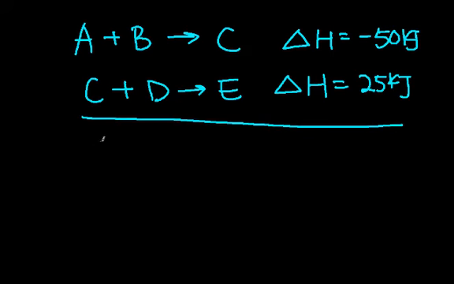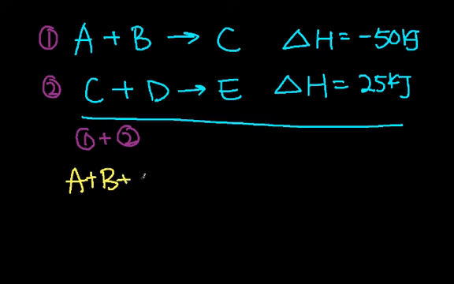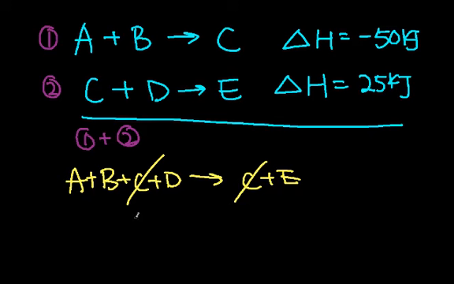What Hess's law states is that we can basically treat these two reactions like math equations. Let's suppose this was equation 1 and this was equation 2. We can just add equation 1 and equation 2 together. So we would add all the reactants together, A plus B plus C plus D, and we would add all the products together on the right side. We see that product C appears on both sides, so we can just cancel it out, and our net reaction would be A plus B plus D goes to product E.